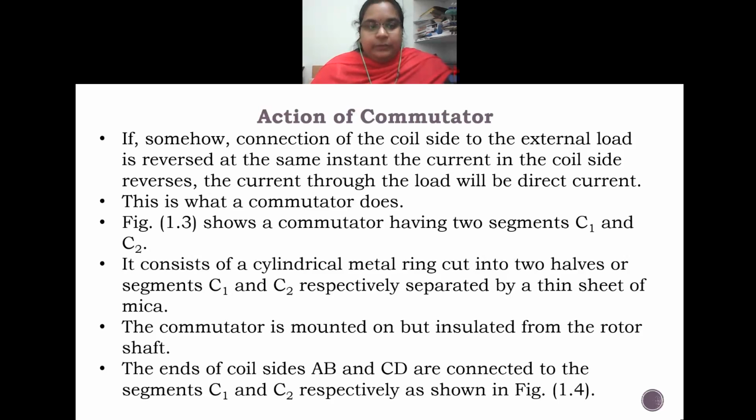How can we do this? We can do this with what is called a commutator, okay? So let us see how the commutator is designed.